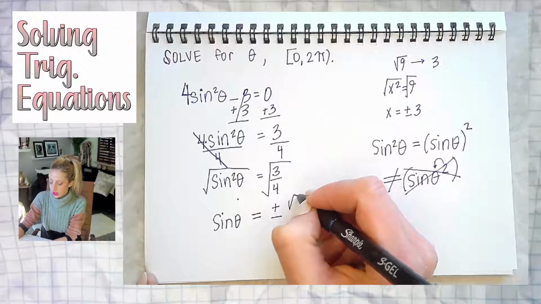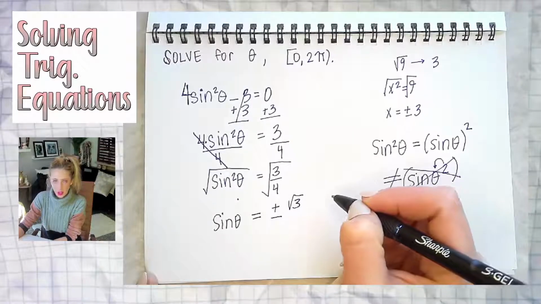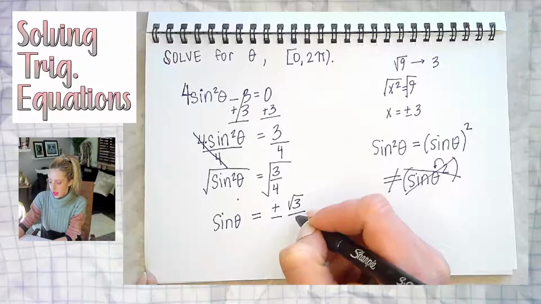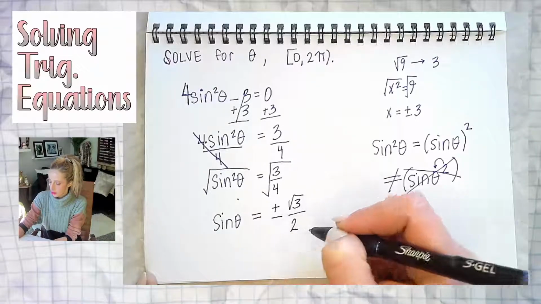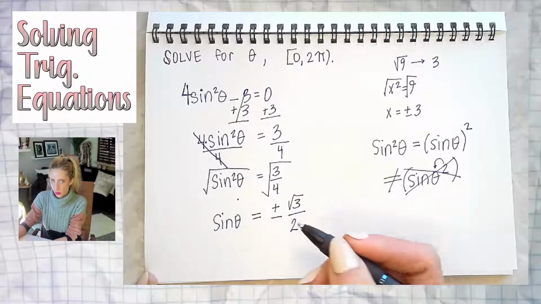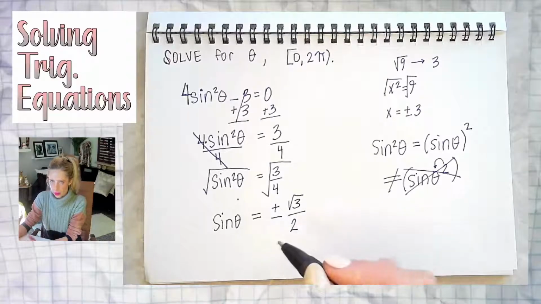The square root of 3 is literally just the square root of 3. That is the more exact, the more precise answer. Then the square root of 4 is 2. So really, using the unit circle, we're going to figure out 2 different solutions.